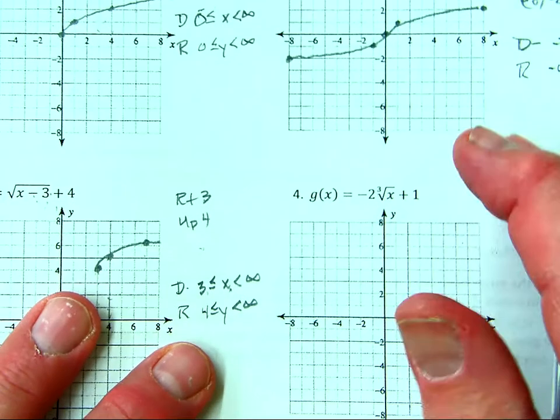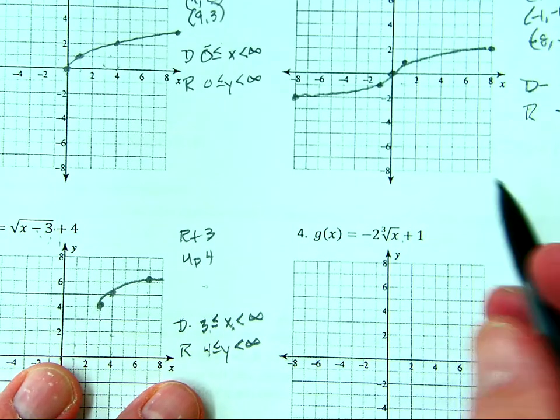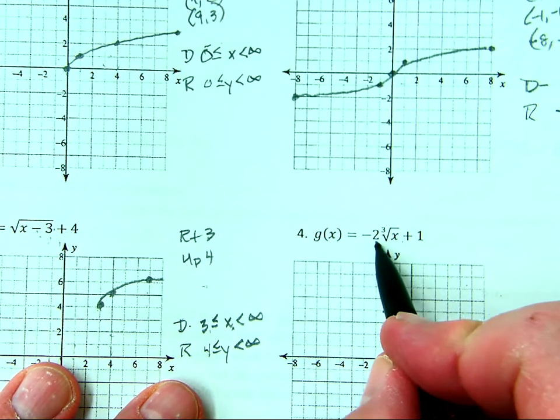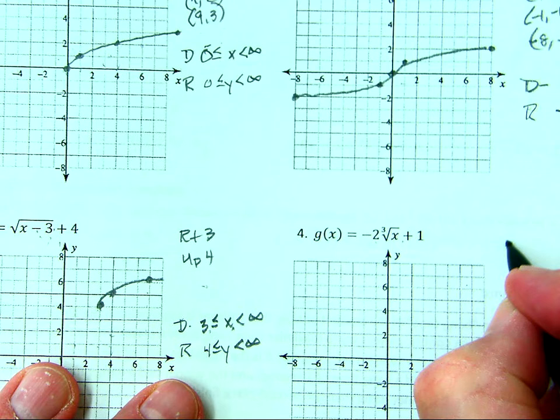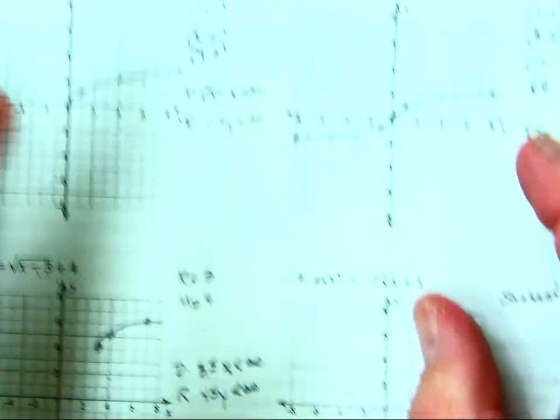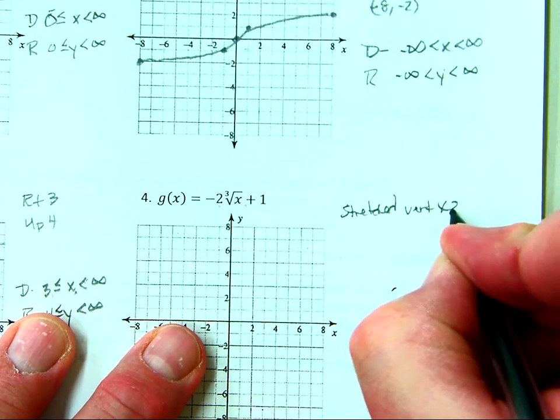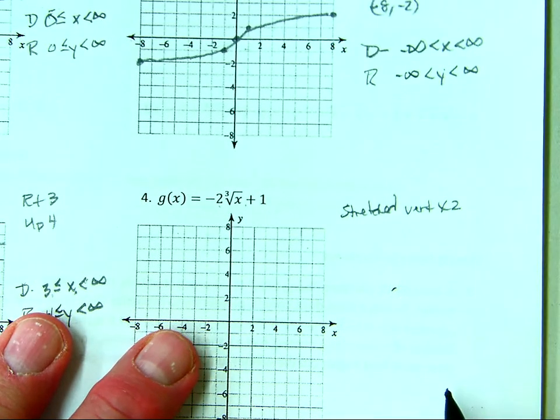Okay. Now this next one is a cube root graph. So here's our parent function. So we're going to shift that graph. Now it has 3 things going on. It's got a 2 out front. That means it's stretched vertically by 2. So we're going to multiply every y coordinate times 2.